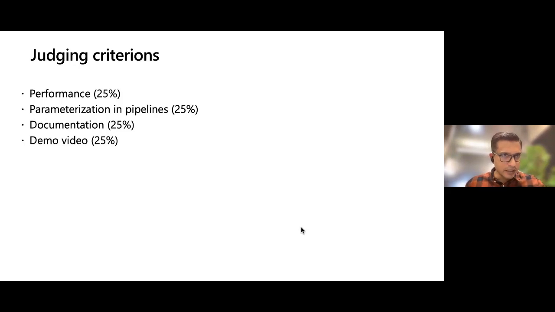So how do we judge this? We will, of course, give points based on the performance considerations you have put into the pipelines you have built, the parameterization you have done in your pipelines, and, of course, the documentation that accompanies your submissions and the demo video as well. These are the main judging criteria that we will look into in whichever categories you participate in. These will be the high-level criteria that we will be looking at in terms of judging.